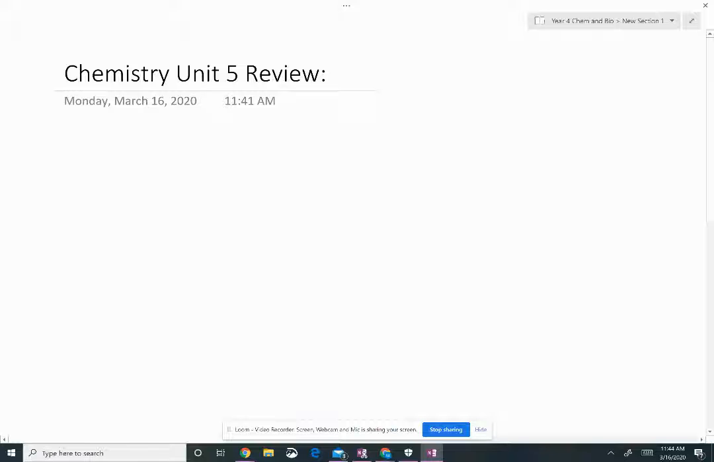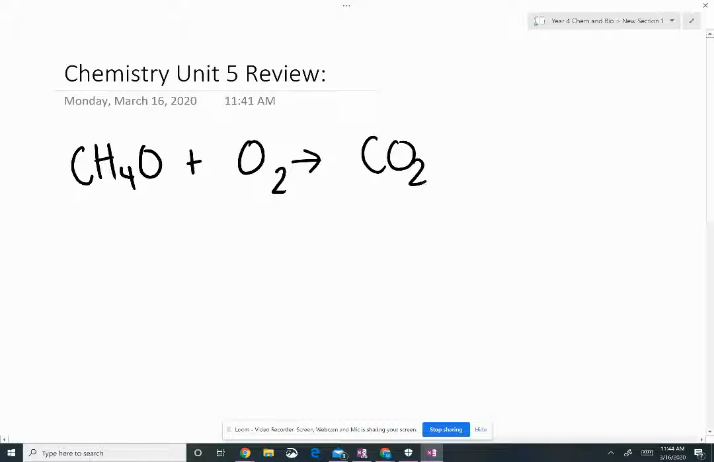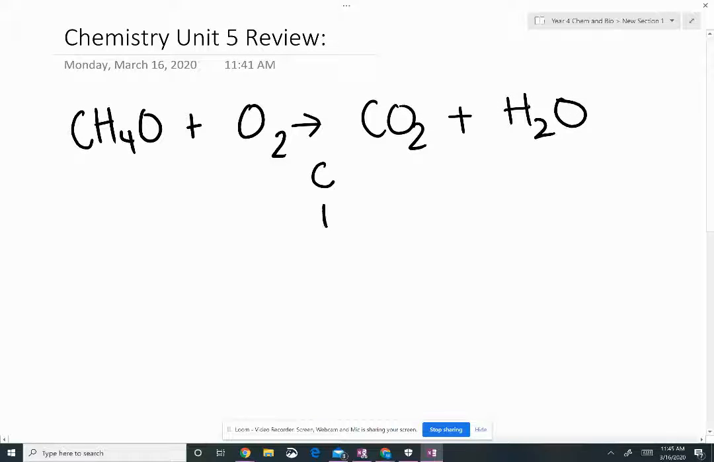We're going to start off with this problem right here. I'm going to write this in. So I have CH4, my bad, CH4O plus O2, and I make CO2 plus H2O, right? When I'm doing this, I'm going to list out all of my elements. So I have C, I have H, and I have O.